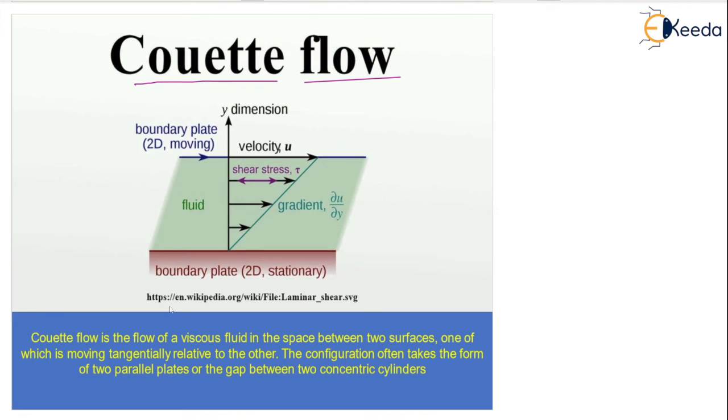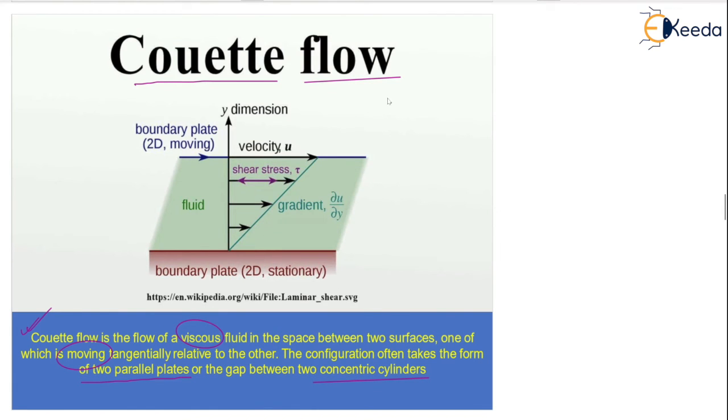First of all, look at the definition here. In the bottom it is written, Couette flow is the flow of a viscous fluid. Very, very important word. I will make a circle here for the important word. Viscous fluid in the space between two surfaces, one of which is moving tangentially relative to the other. The configuration of two parallel plates, very important, or the gap between two concentric cylinders. Correct. So what is the meaning of this?